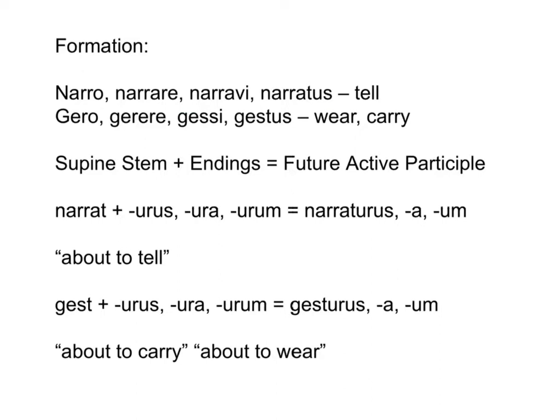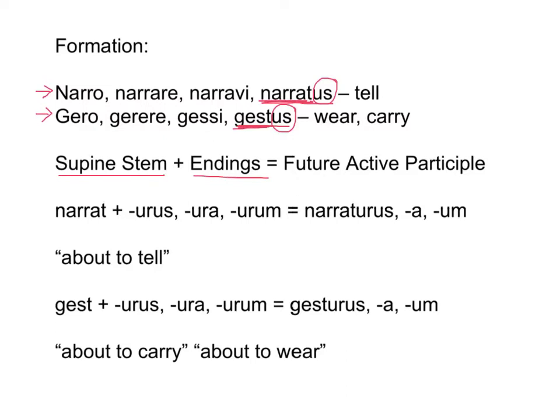Participles come from verbs. You need to know the 4 principal parts of a verb in order to make a future active participle out of it. Go to the 4th principal part, another name, the supine, and take off the us. What is left is the supine stem. You will need the supine stem and the endings in order to make the future active participle.